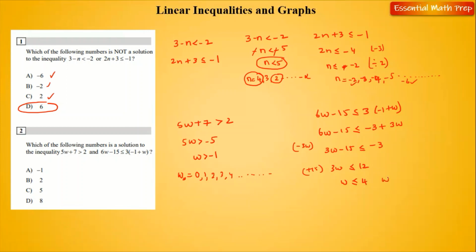W less than or equal to 4 means W can be 4, 3, 2, 1, 0, and so on, right? So W cannot have a negative value, period, right? W cannot have 5 or 6 or 7 here. W here can only have a maximum of 4, right?